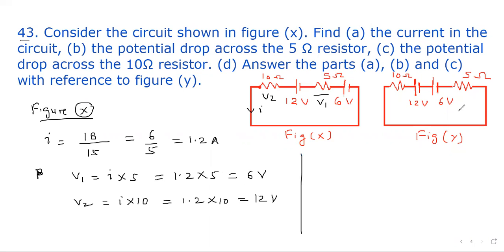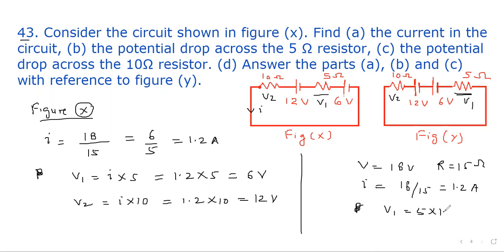Now, if we consider this figure, here again, same thing. Total voltage will be 18 volt and total resistance is 15 ohm. So I will be 18 by 15, that is 1.2 ampere. Now, if we find the PD across this, suppose this is V1, this is V2. So V1 will be equal to 5 into 1.2, that is 6 volt, and V2 will be 1.2 into 10, that is 12. This is our answer. Thank you for watching.